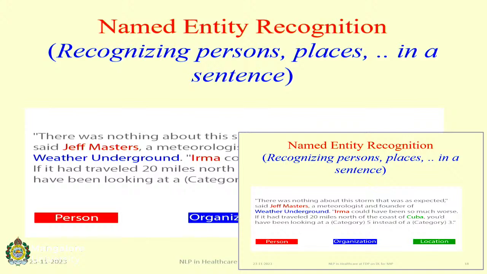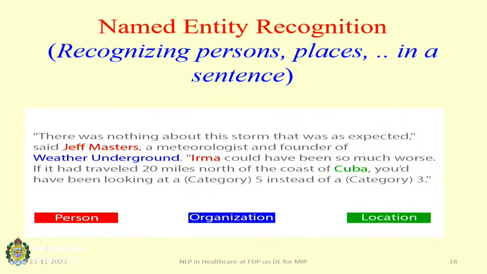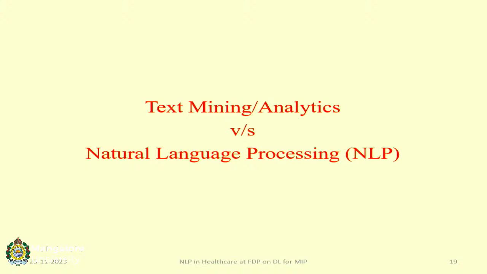Summarization I already explained. Now named entity recognition. Here you can see this is a name. Here, Weather Underground, Irma. We want person, organization. Here you can see Cuba, this is the location. Ultimately, in this piece of text we are interested in Jeff Masters as a person, Weather Underground as an organization, Irma as a person, Cuba as a location. If you want to further identify the numeric values, here we have 5, here 3, here 20, that can be identified. It all depends on the application that you have.